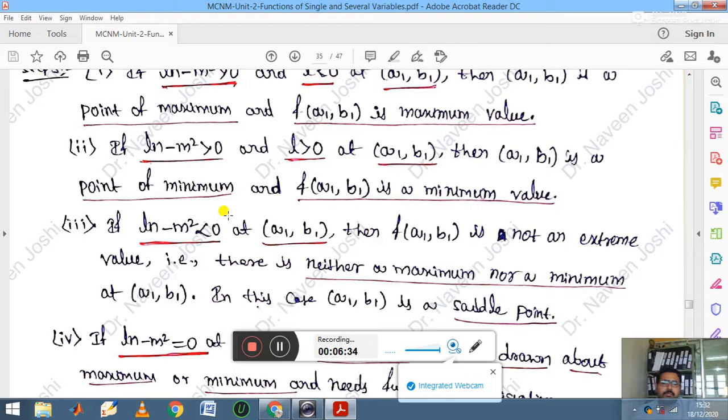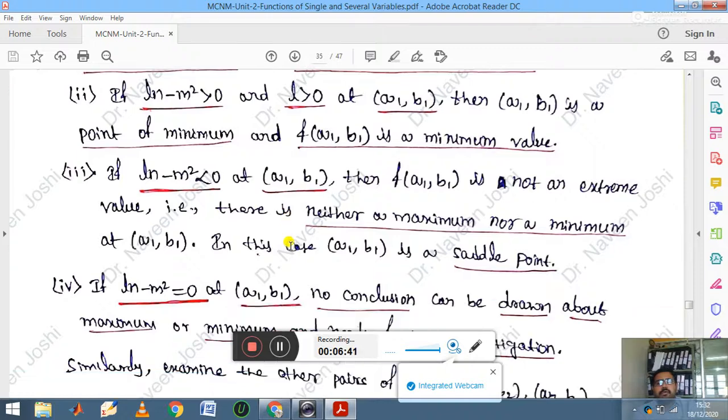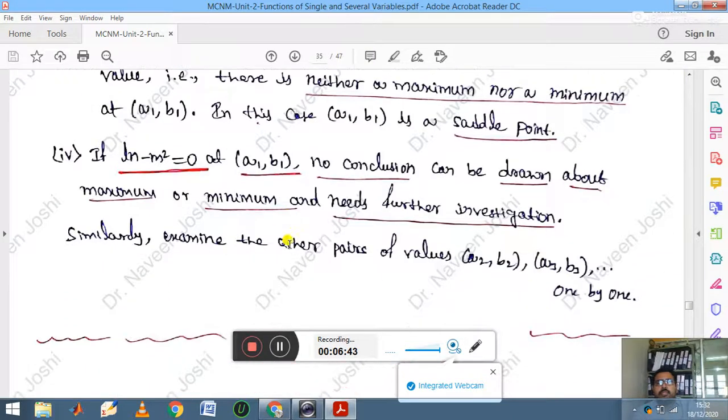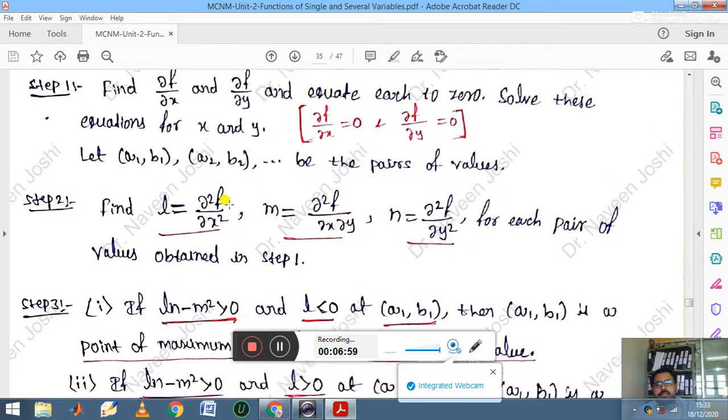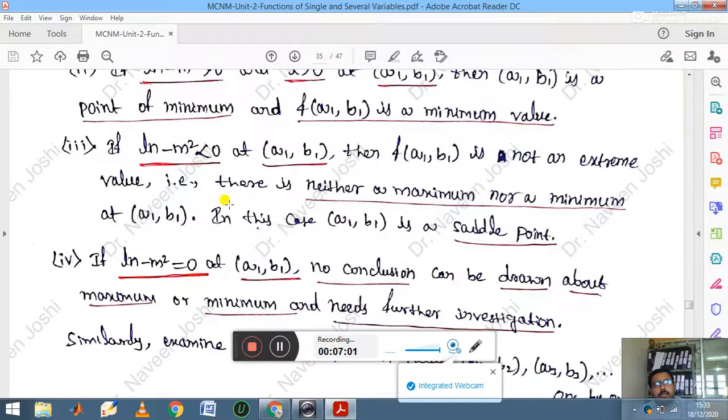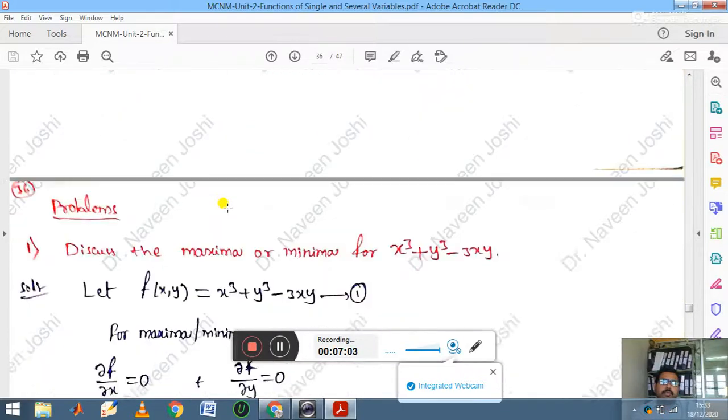If ln − m² is negative, then there is neither a maximum nor a minimum at the given points. Then the last one: if ln − m² equals 0, then no conclusion can be drawn about maximum or minimum, and you can write it needs further investigation. Okay, then on the basis of this working rule, let us understand well how to find maximum and minimum.